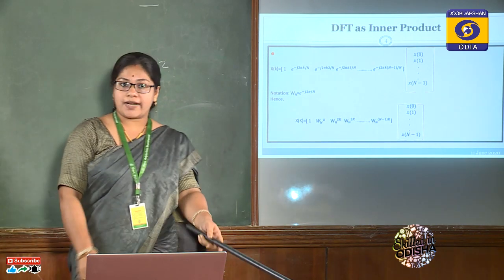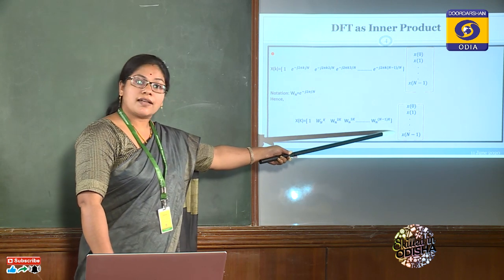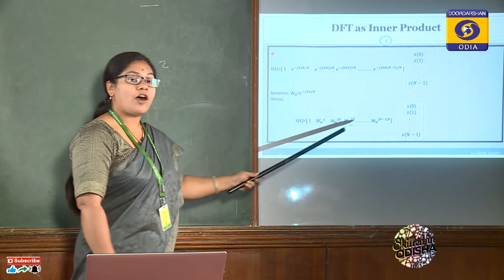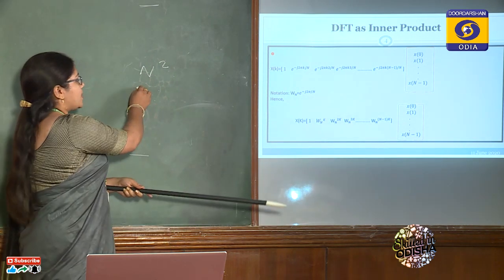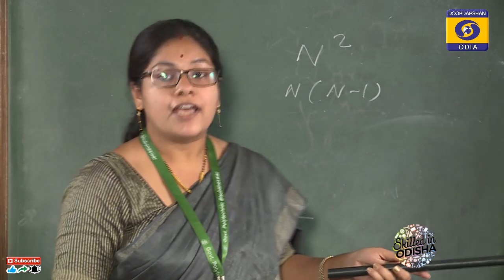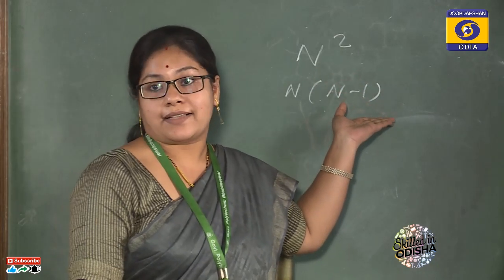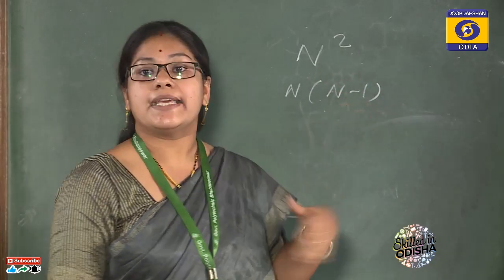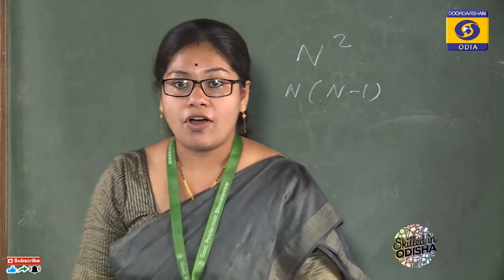Similarly, for addition I need N minus 1 additions per value, and I am having N values. So in total I will be having N into N minus 1 additions. Now just imagine if the N value is very large, then this calculation may go up to lakhs, which needs greater processing time. So this is one of the disadvantages of DFT.